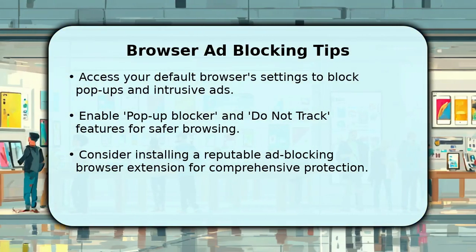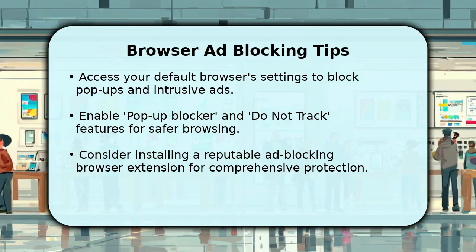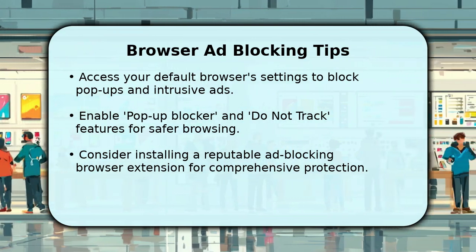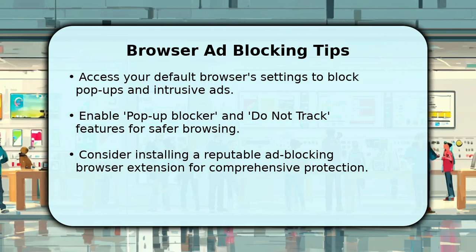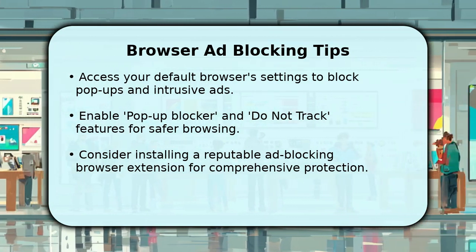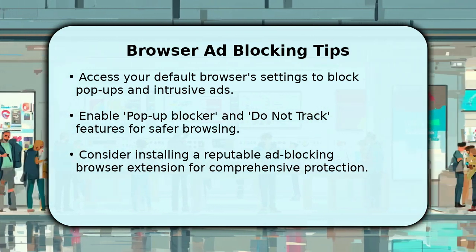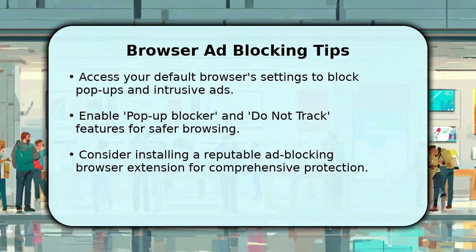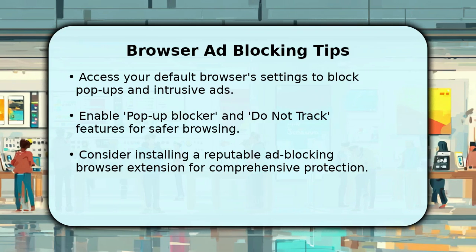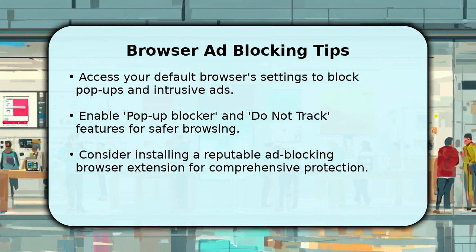Your web browser is another common source of advertisements, especially pop-ups. Open your preferred browser, like Chrome or Firefox, and navigate to its settings menu. Within these settings, look for Site Settings or Privacy and Security. Ensure that pop-up blocker is enabled, and activate Do Not Track requests for an improved browsing experience. For even more robust protection, consider installing a reputable ad blocking extension directly into your browser, which can block nearly 100% of common ads.